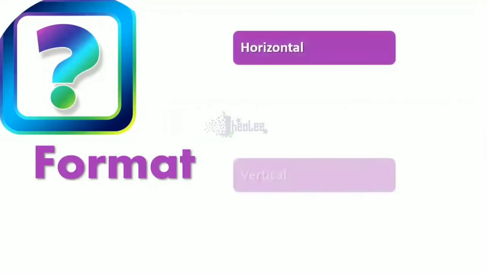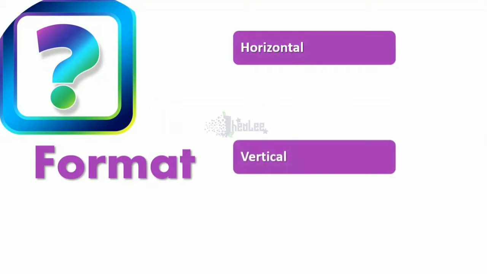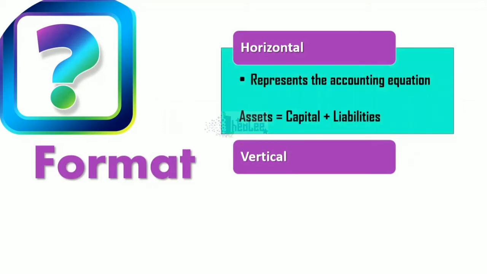Now, what is the format of the balance sheet? There are basically two formats. We have the horizontal format and we have the vertical format. But what is the difference between the two? The horizontal format represents the accounting equation, assets equal to capital plus liabilities. For this format, you have a left-hand side and a right-hand side. On your left-hand side, you list your assets. It can be done simply or you classify them. If you classify them, you're basically doing a classified balance sheet.